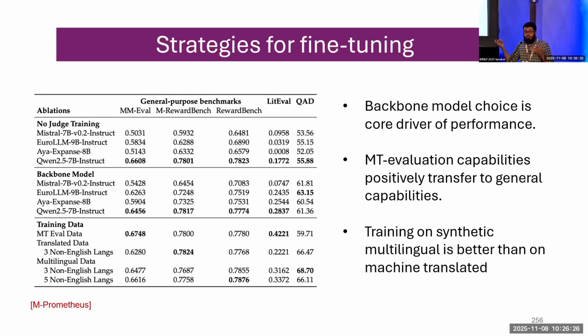And how do different strategies affect here? First important observation is that the choice of base model that you're fine-tuning on has a larger impact. For example, Qwen is maybe a better multilingual model as compared to others, and hence it performs much better than all the other alternatives. And also adding MT evaluation data helps, and that's what I had shown you previously. And the third thing is, along with translation, training on synthetic multilingual data is better than machine translated data. And by synthetic multilingual data, I mean literally asking your larger models to generate in that particular language rather than translating them.